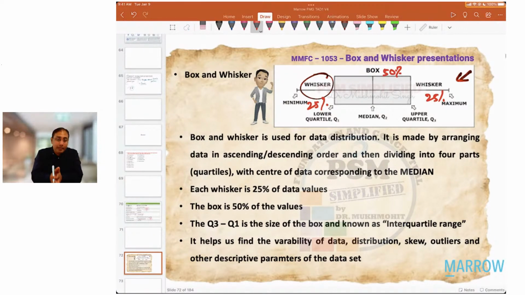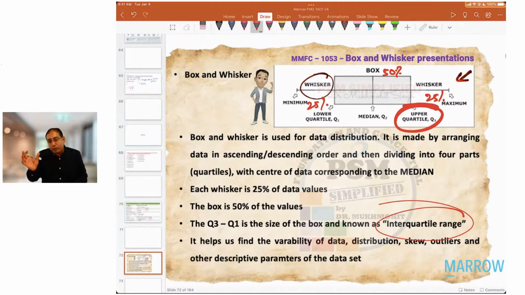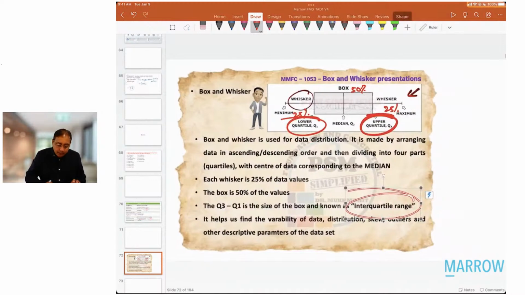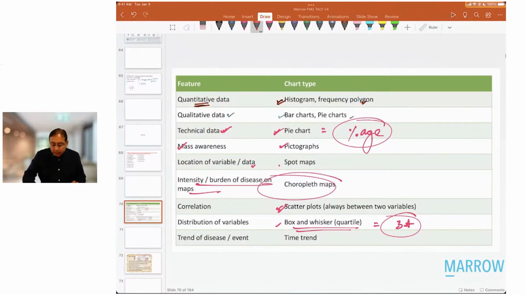And where does the median lie? The median lies in the center. What is the interquartile range? That is the difference between Q3, the upper quartile, and Q1, the lower quartile. That means the width of the box is called the interquartile range. So make sure that you study these topics. These are the only topics you will get in biostats, and make sure you read this graphical presentation.